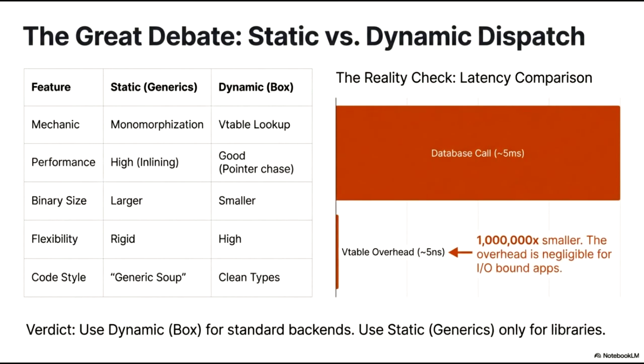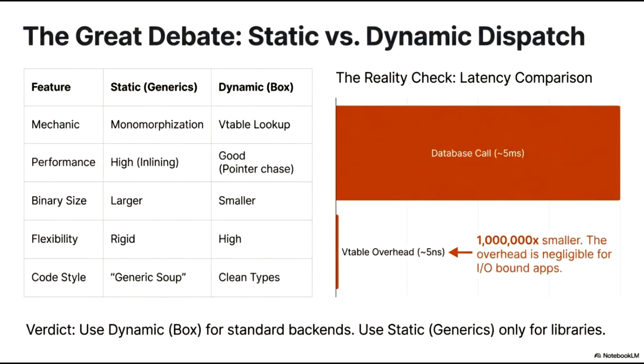Let's examine the trade-offs in the ongoing debate between static and dynamic dispatch. On one side, static dispatch through generics uses monomorphization. This provides high performance by allowing for inlining, but it results in larger binary sizes, a more rigid architecture, and what is often described as generic soup in the codebase. Conversely, dynamic dispatch using objects like Box relies on vtable lookups. While this involves pointer chasing, it produces smaller binaries, offers high flexibility, and keeps type signatures clean.